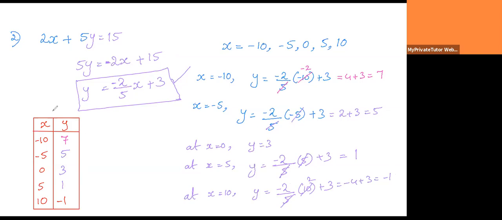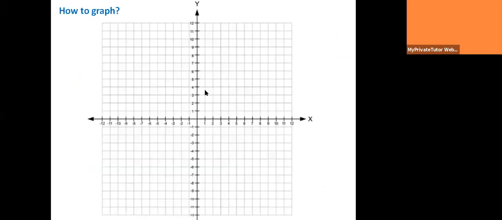So we just assumed 5 values and we found the y values for each one. Use these points, -10, 7, -5, 5, and the rest, and mark them on the whiteboard graph. Let's do that. The first point, let me tell you, is -10, 7. Where does that come? Somewhere here, guys. I hope everyone agrees to this.